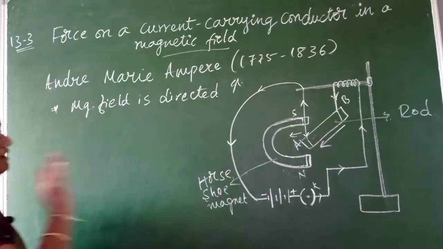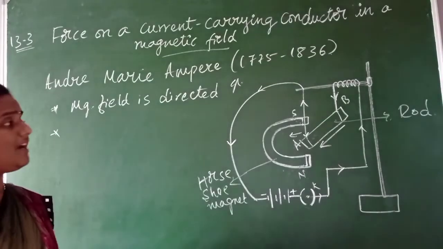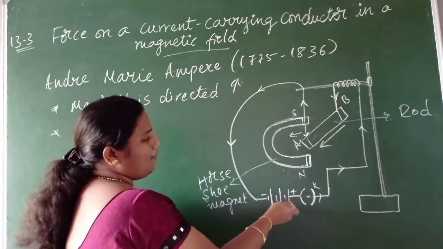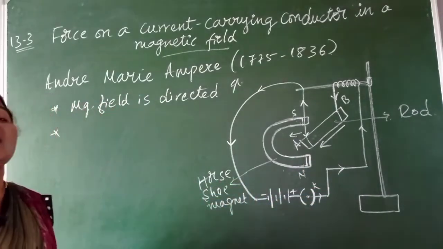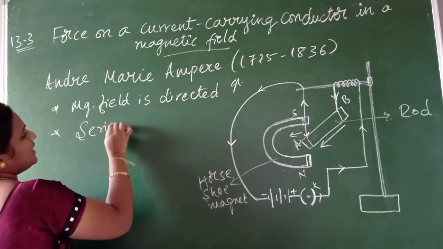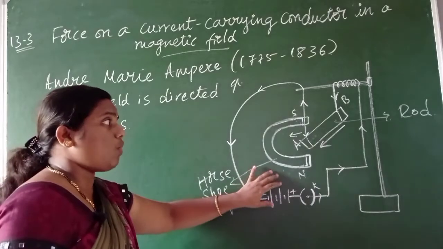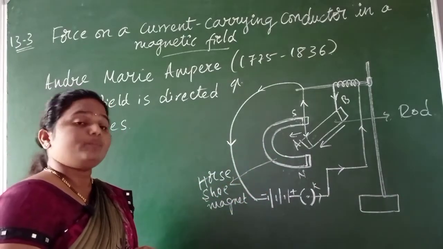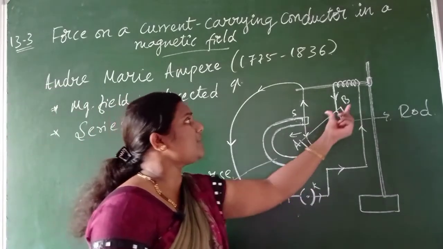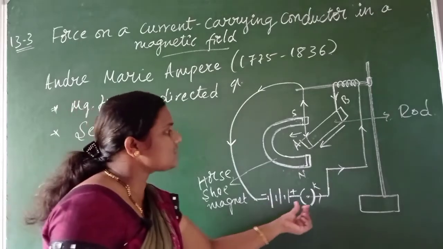Okay. Now, after connecting, we need to connect the aluminum rod in series with the battery, a plug key and a rheostat. Isn't it, children? We should make a series connection. Then, after making this setup, we should allow the flow of current from point B to point A. We should pass the current.